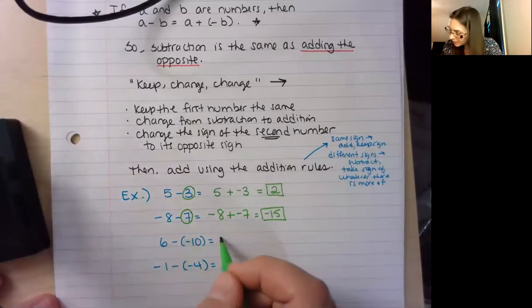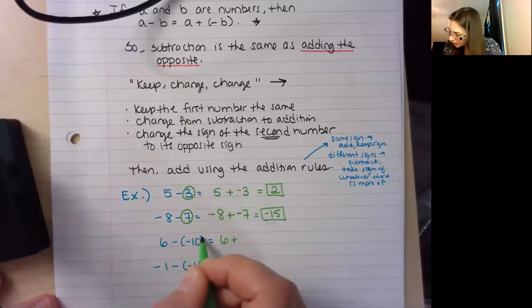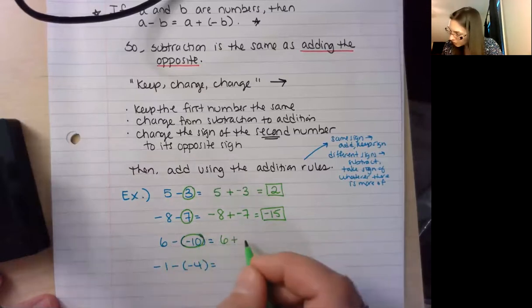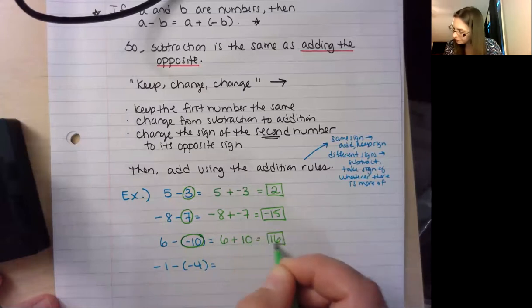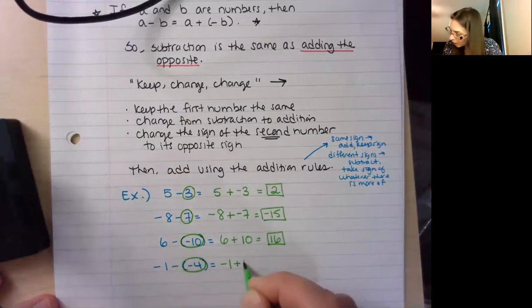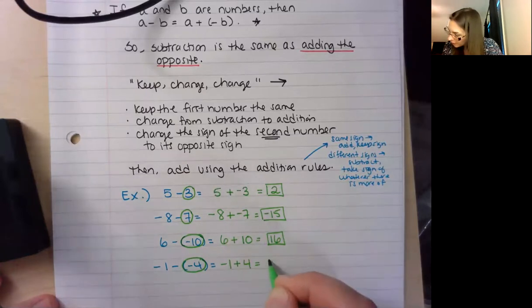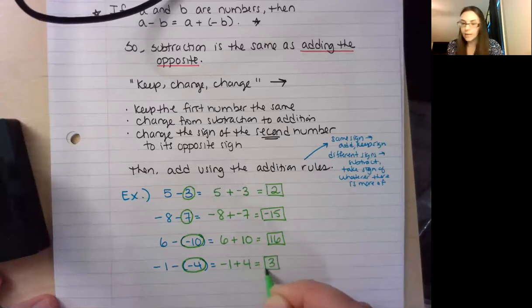Keep the first number the same, change to addition, and then change the sign of my next number. So it's going to be +10. So here I have 16. Keep the first number the same, change to addition, and then change the sign of the next number. So -4 becomes +4. So I have a +3 here. So I have different signs, so I subtract, but I have more positive, so it stays +3.